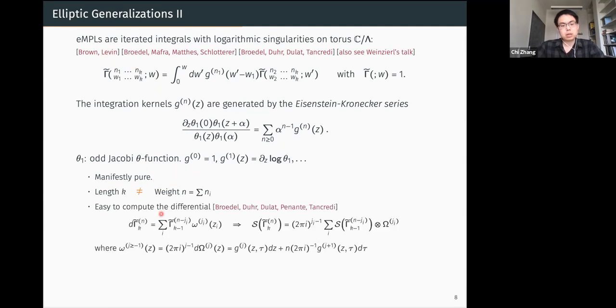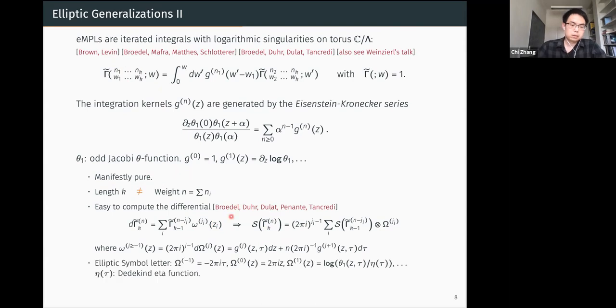It's easy to compute the differential for this gamma tilde function. And as we did for the polylog, we use this differential formula to define the symbol for the gamma tilde functions. And the symbol letters are primitives of the one-forms appearing in this differential formula. Note that these symbol letters are quasi-periodic functions on the torus.